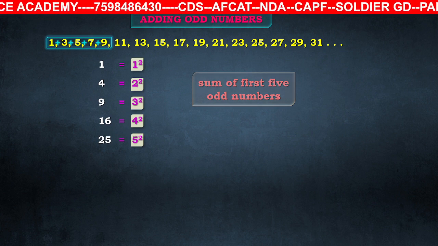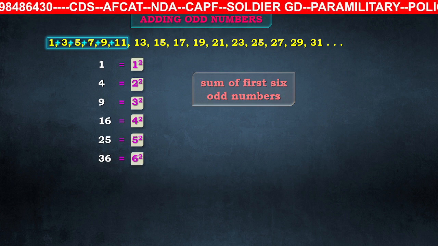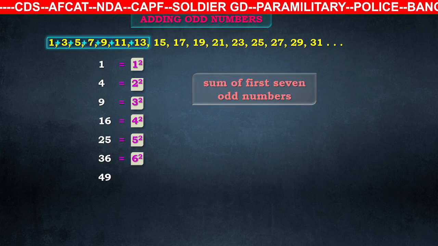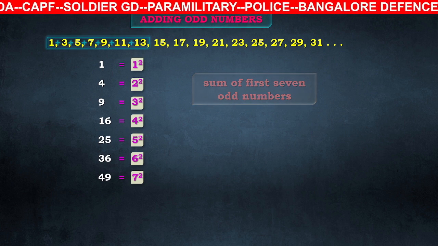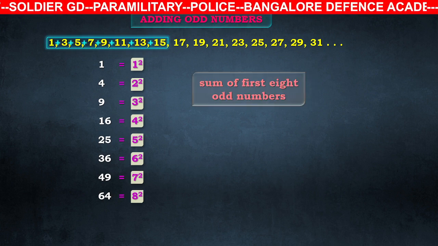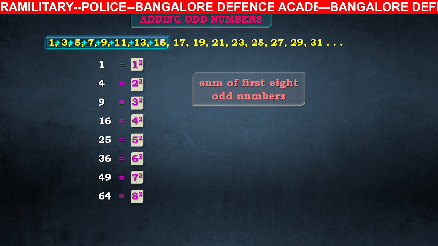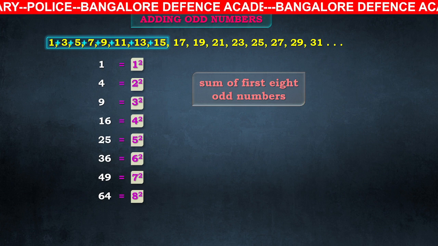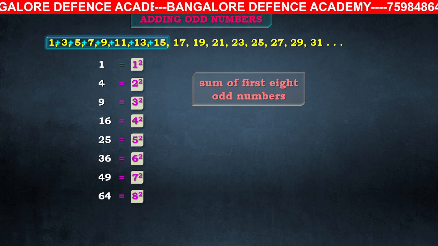It is 5 square. If I add 11 also, I get 36. It is 6 square. Now if I add 13 also, I get 49. That is 7 square. Like this, if I keep adding 15, I get 64, and it is 8 square. So it's a property which is going to save our time in the exam if the question is to add the first 5 odd numbers, something like that.